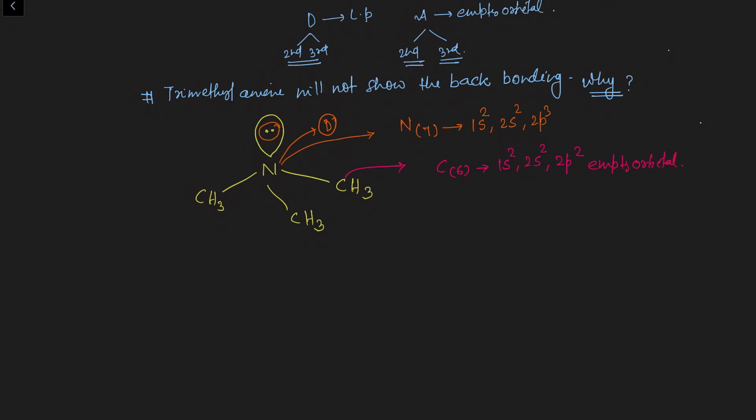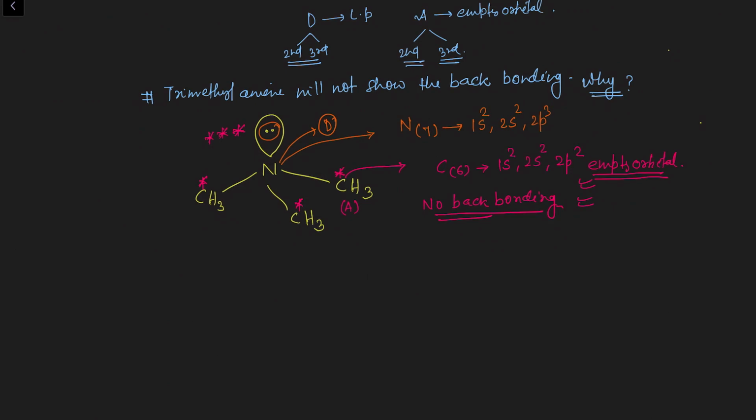There is absence of an empty orbital. And this is the second condition: if this methyl group carbon is acting as the acceptor atom, it must have one empty p orbital or d orbital. But this carbon doesn't have any empty orbital. So the first condition is not going to be fulfilled by trimethylamine. That's why there is no chance of back bonding. If there is no back bonding, it means this lone pair is not going to be used anywhere. That's why trimethylamine does not show the back bonding.